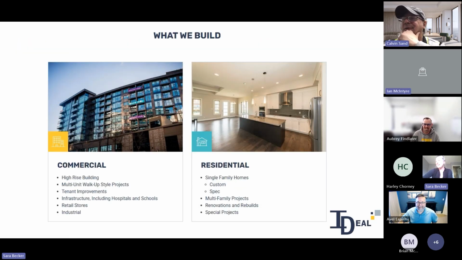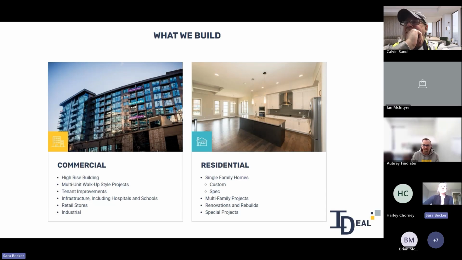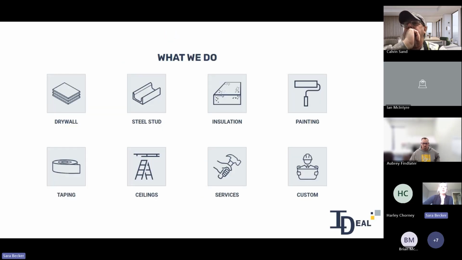So, quick overview of Ideal, just to give you a little background on what we do. We are a contractor in Edmonton. Primarily, we do commercial buildings and residential buildings. If you're curious about our work, just reach out to me. Happy to help, explain, and see if we can help you out. We do drywall, steel stud, insulation, painting, taping, ceilings, services, and custom work. Basically, if it involves a wall or a ceiling, we can do it. So that's kind of the basis of Ideal.